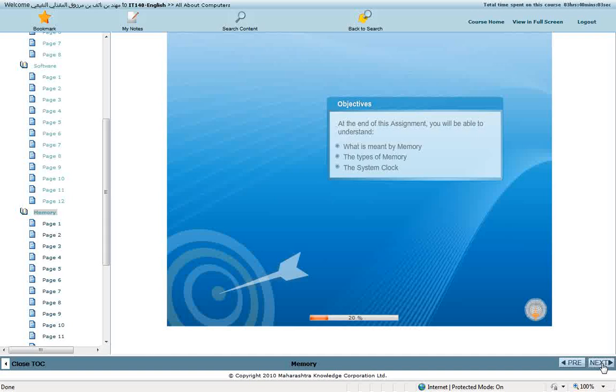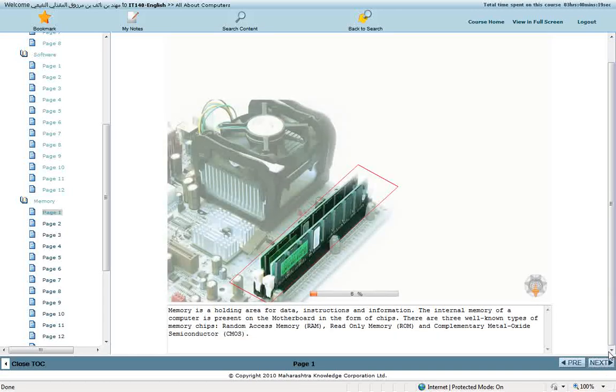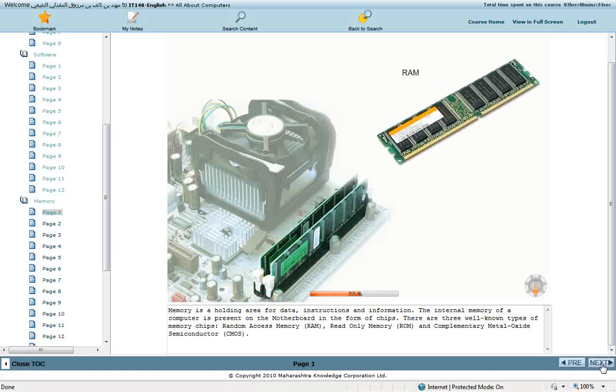Objectives. At the end of this assignment, you will be able to understand what is meant by memory, the types of memory, the system clock. The internal memory of a computer is present on the motherboard in the form of chips. There are three well-known types of memory chips: random access memory, RAM, read-only memory, ROM, and complementary metal oxide semiconductor, CMOS.